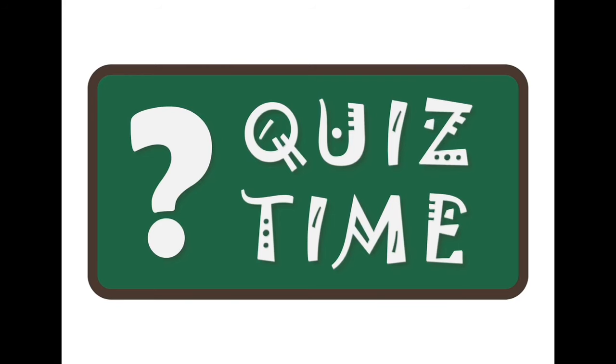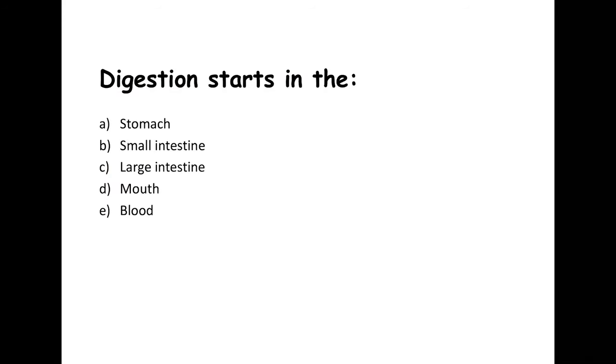All right, so that was a lot of stuff. Let's see what you remember. It's quiz time. All right, first question. Digestion starts in the... All right, so choices are stomach, small intestine, large intestine, mouth, or blood. Well, we know it's not blood. I just tried to throw something in there. So hopefully you said mouth, because remember, digestion of carbohydrates starts in your mouth, because your salivary glands produce saliva that contains salivary amylase, and that's what breaks down carbohydrates.